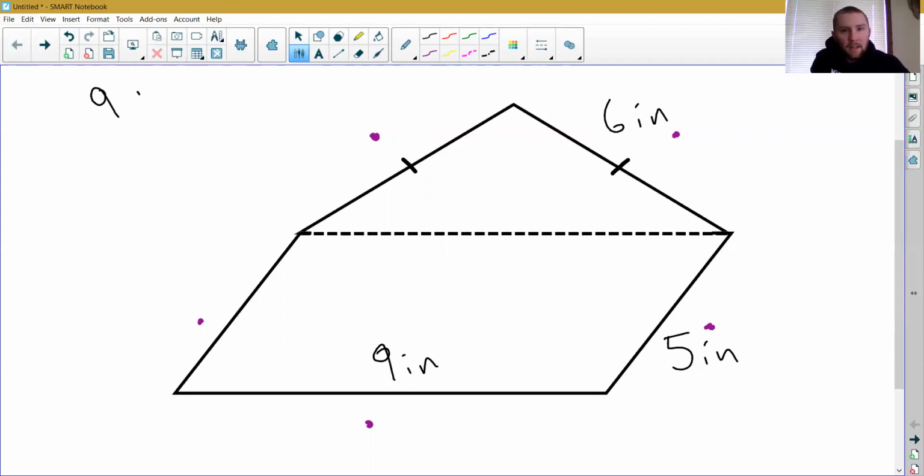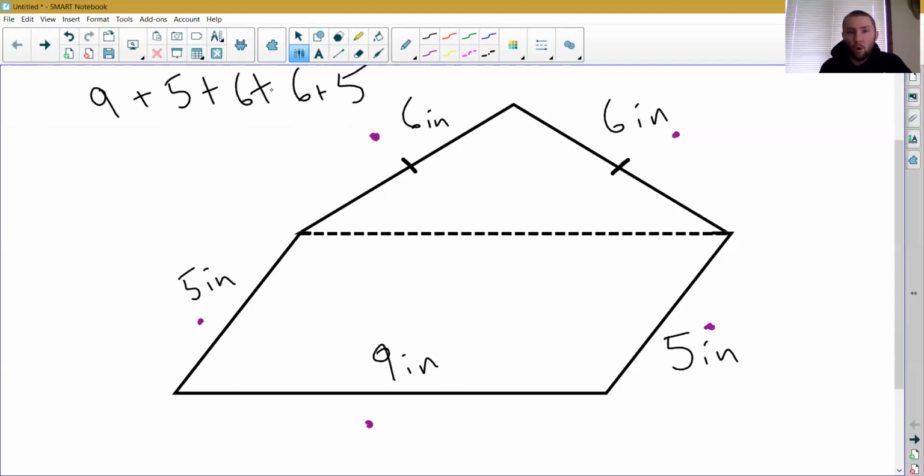So obviously I have a 9, I have a 5, I have a 6. And then this one over here, the other side of this triangle, is marked as congruent to this side over here, so that one must also be 6 inches. So plus another 6. And then this side over here, because this is a parallelogram, the opposite sides have to be congruent. So remember that if this one is 5 over here, this one is also 5 over here. If we add all of those together, we get 31 inches for my perimeter. Again, perimeter is just in regular inches, not any squared inches or units like that.